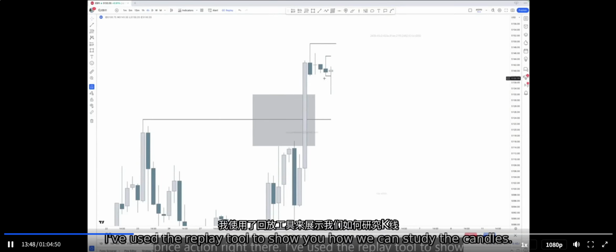All right, here we are on ES, the same exact price action right there. I've used the replay tool to show you how we can study the candles.